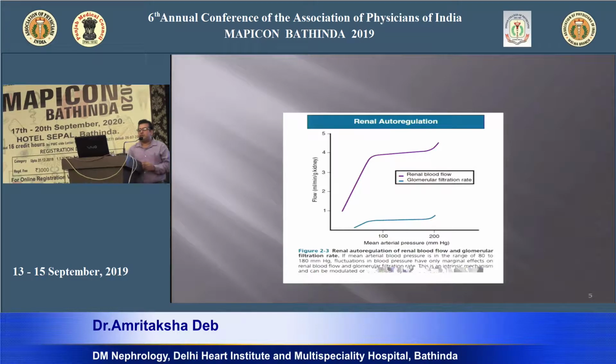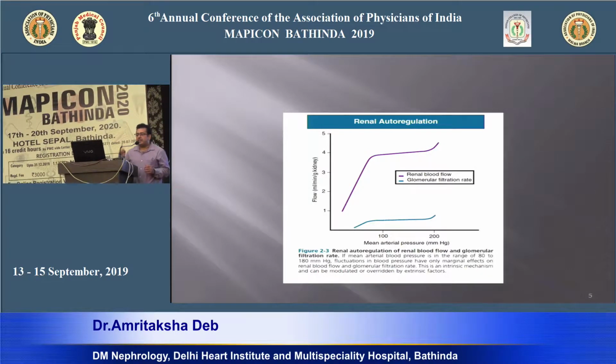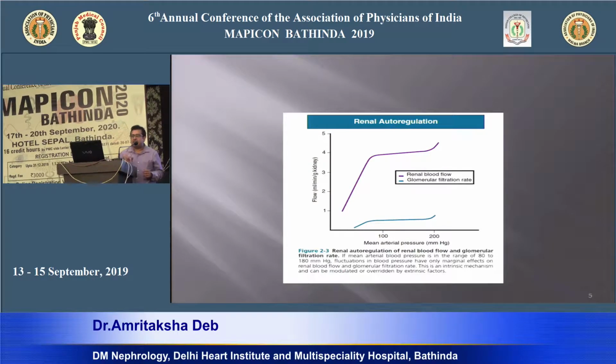The mean arterial pressure might be down to 65, 70. Still, we find that the kidney has proper blood supply. Glomerular filtration rate stays the same, and it stays the same up to a very high blood pressure of 200. Once we go below the 70 mark, then all of a sudden the auto-regulation fails.